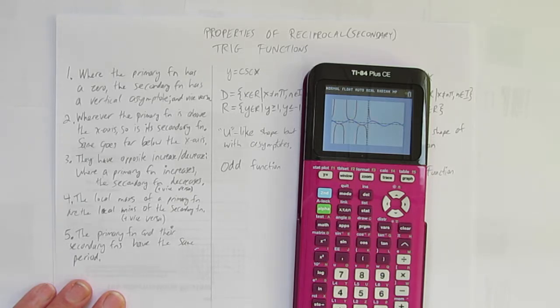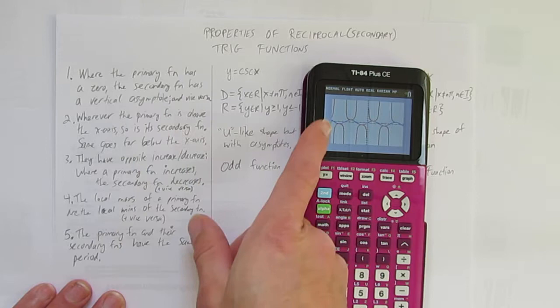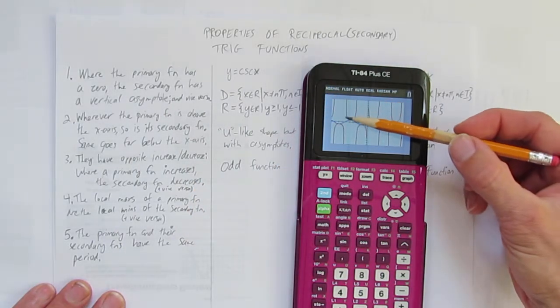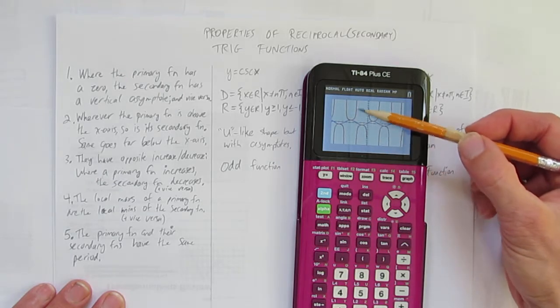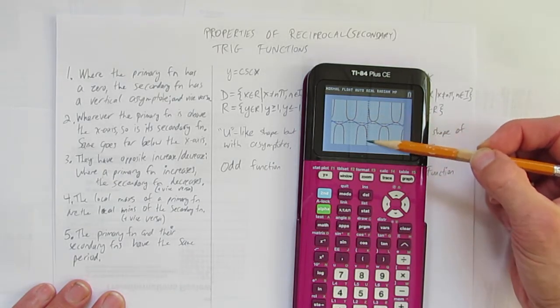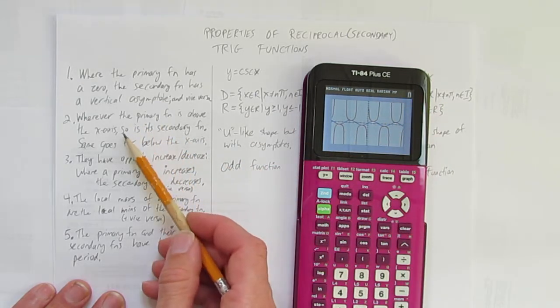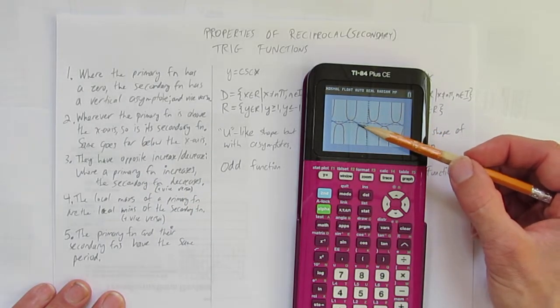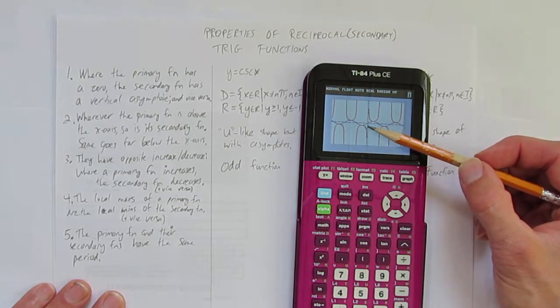So take a look. First of all, can you see wherever sine has its zeros, that becomes a vertical asymptote? Here, I'll use a pencil to point. There's a 0, a vertical asymptote. A 0, a vertical asymptote. The blue sine 0, a vertical asymptote for the red cosecant. Number 2, check out where blue's above the x-axis, so is red. Where blue's below the x-axis, so is red.